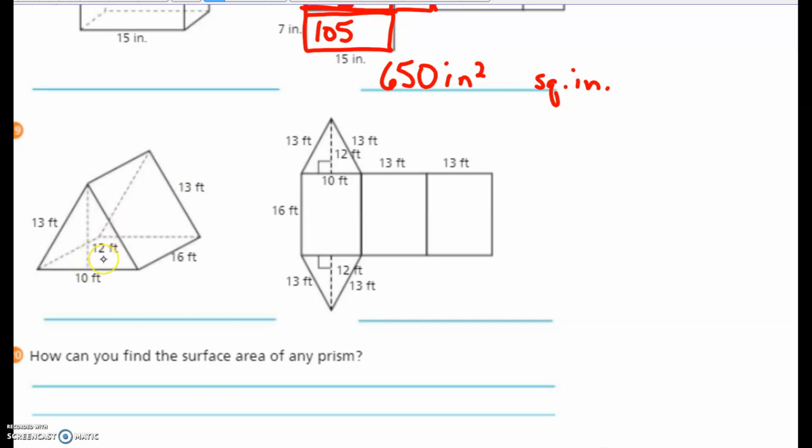Remember, the top and the bottom are triangles. The bases are triangles, so sides are rectangles. It's a triangular prism. This is what the net would look like if you unfolded it. So you've got the triangles on either end and 3 rectangles. So same concept, we're going to figure out the area of each face. Only now we have triangles in the mix.